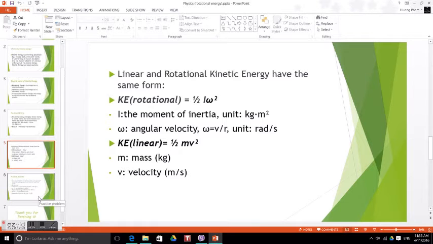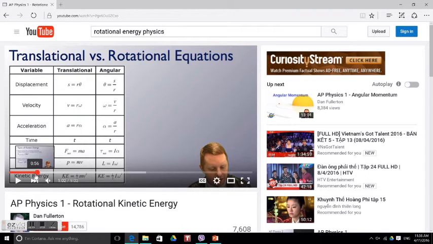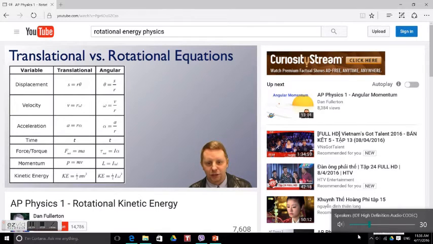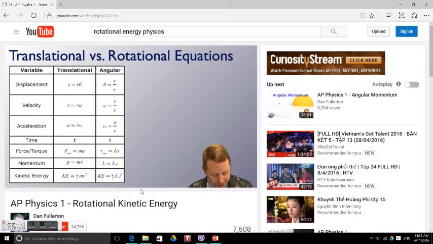So let's take a look at the chart comparing the translational and rotational equations. For the translational equations, we find an analog for all of them in rotational. Displacement s equals r theta, or angular displacement equals linear displacement divided by the radius. Velocity equals r omega, omega equals v over r. Acceleration equals r alpha, or angular acceleration equals linear acceleration over r. Time is the same in both worlds.